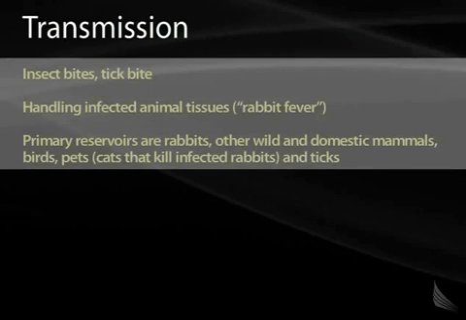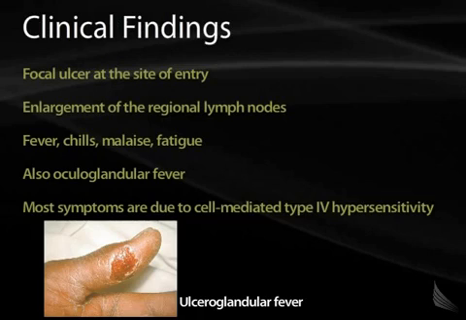Transmission is usually through an insect bite or a tick bite. You can also get it by handling infected animal tissues, which is why they call it rabbit fever. The primary reservoirs are rabbits and other wild and domestic animals, birds, or pets. Also, you can get it from cats that kill the infected rabbits, and from ticks.